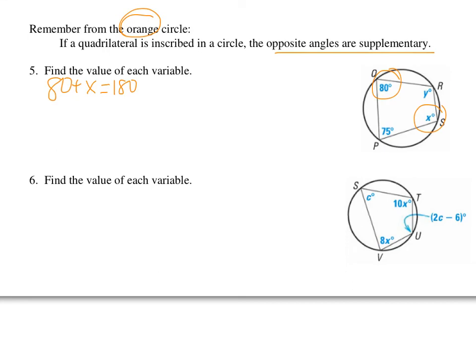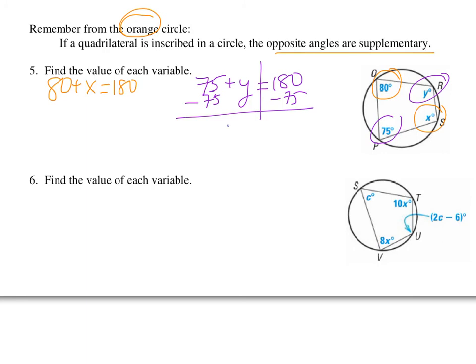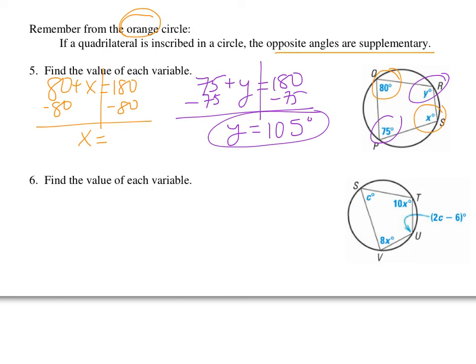And then thinking of the opposite corners and the other parts, we have 75 plus our y should also equal 180. So if I'm going to solve this purple one first, I subtract my 75. So y should equal 105 degrees. Then for my orange one, I can subtract my 80. So I get x equals 100 degrees.